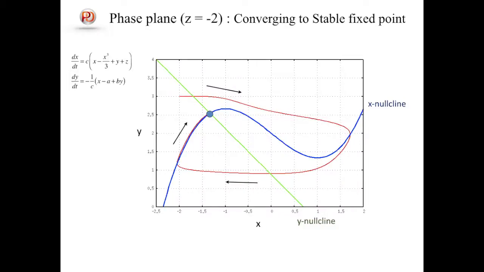In the slide, the blue curve shows the X null line, and the green line the Y null line. Notice that the stable fixed point is an intersection of two null lines. The stable fixed point corresponds to the resting state of a neuron, and its X value to the resting membrane potential. Let's change the parameter value to see how it behaves under different conditions.